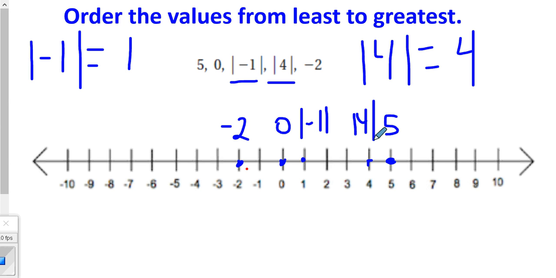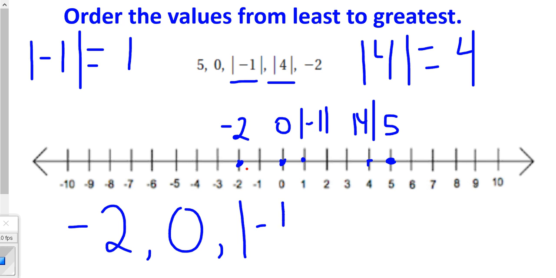Now that we put everything on the number line, we know the order from least to greatest. The smallest value is -2. Then we have 0, and the absolute value of -1, the absolute value of 4, and 5.